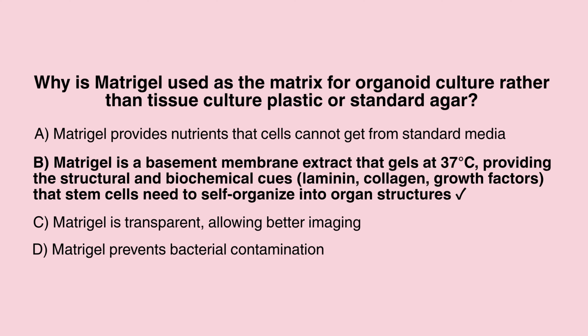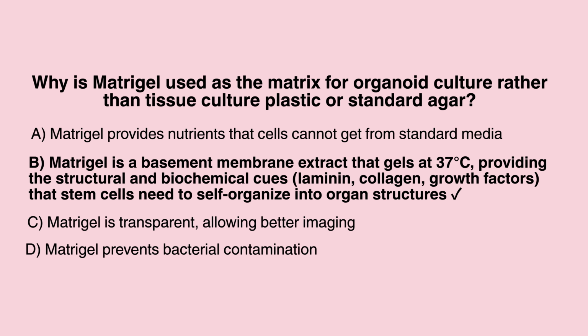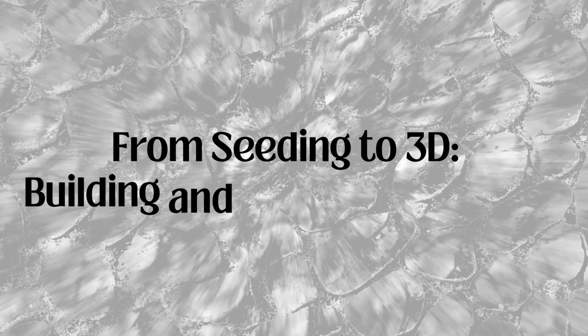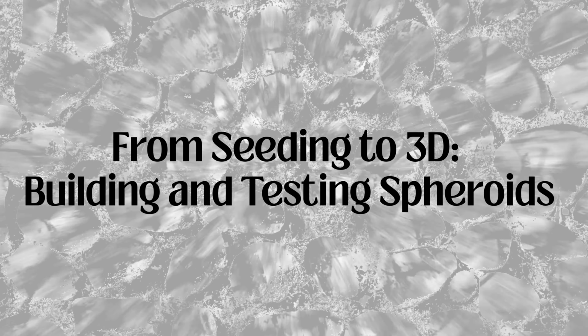The key takeaway: unlike tissue culture plastic, matrigel doesn't just support cells, it provides the structural and biochemical environment that allows stem cells to develop into realistic organ-like structures. That's why it is the gold standard matrix for organoid culture. From seeding to 3D, building and testing spheroids.